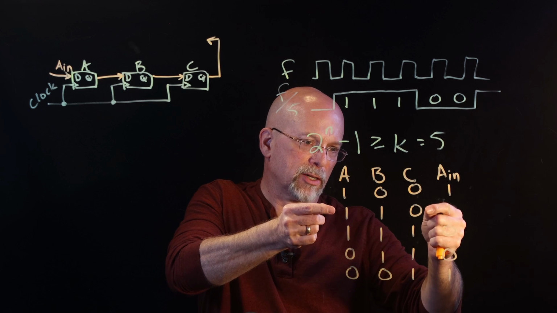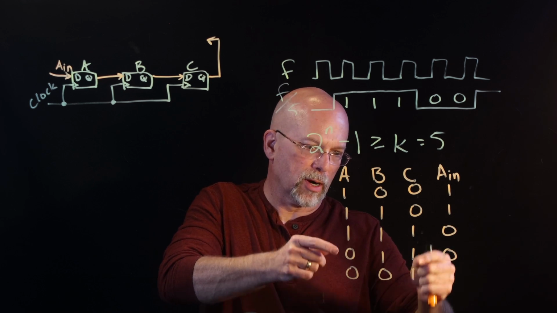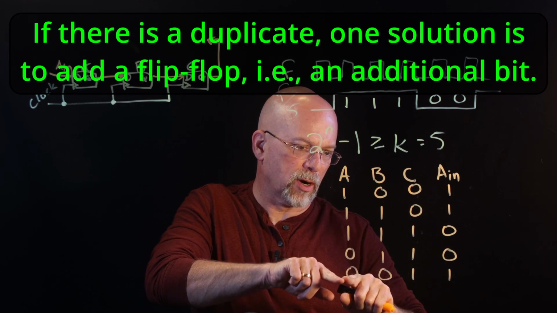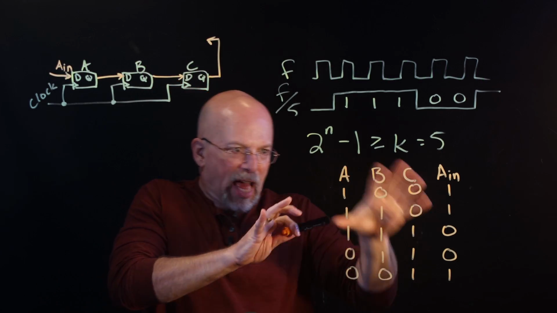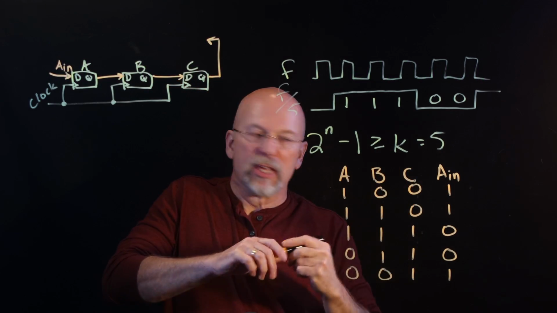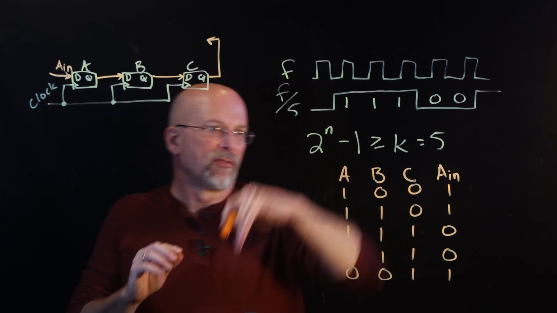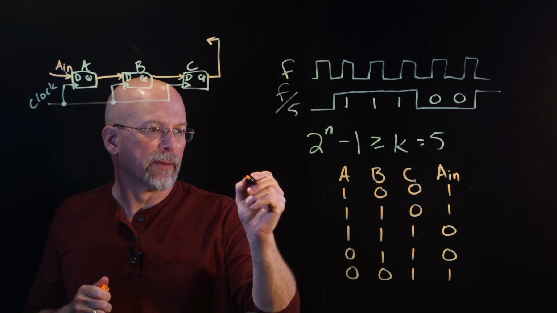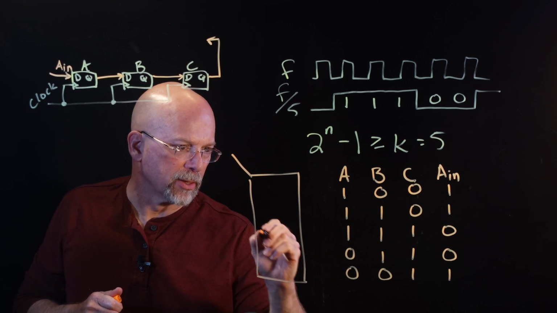And so I look through here and I've got 1, 0, 0. That doesn't occur anywhere else. 1, 1, 0. That doesn't occur anywhere else. All ones doesn't occur anywhere else. 0, 1, 1 doesn't occur anywhere else. And 0, 0, 1 doesn't occur anywhere else. So it looks like if we can implement this truth table in circuitry up here, we'll have our divide by 5 circuit. So let's go ahead and make a Karnaugh map out of this.